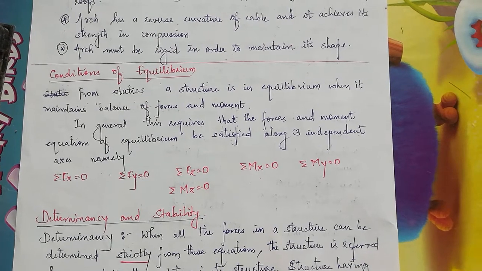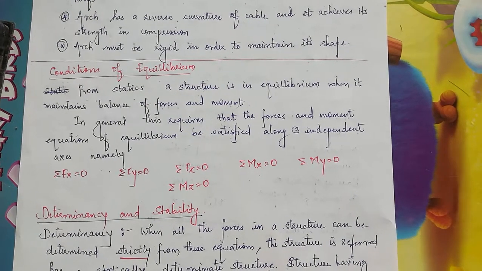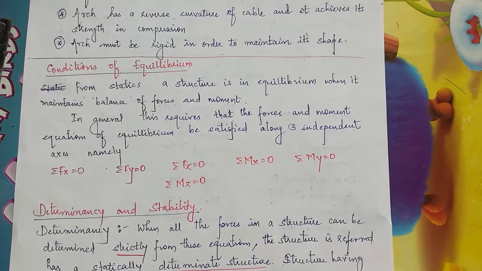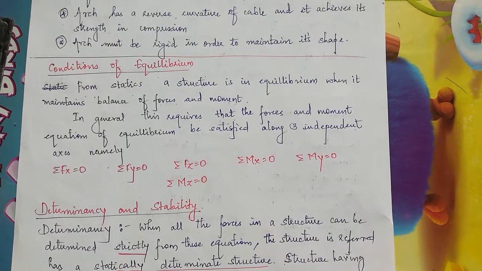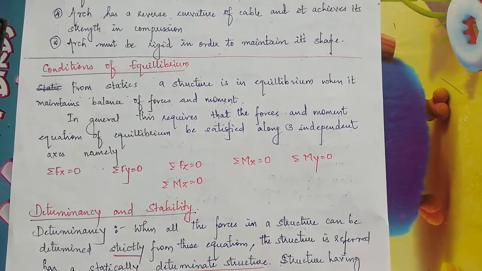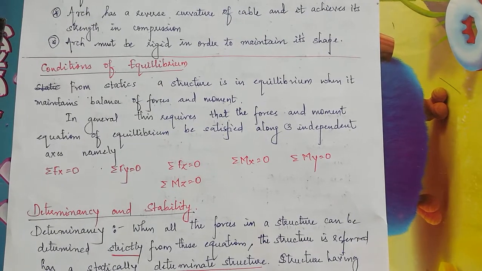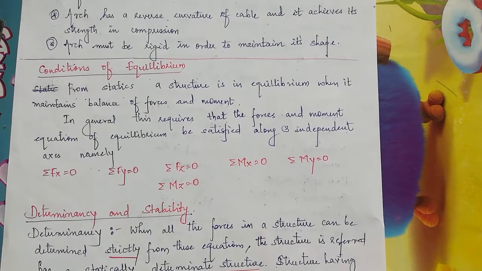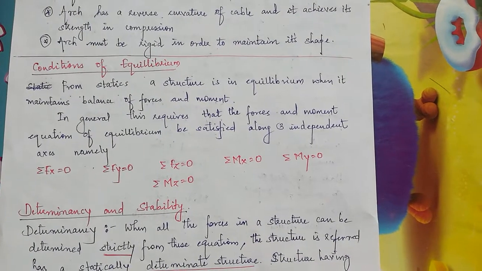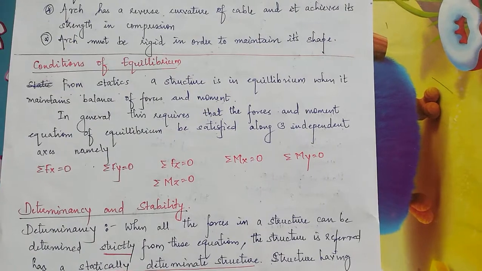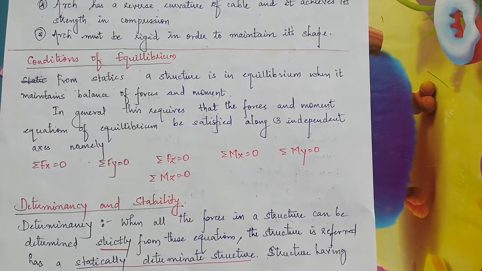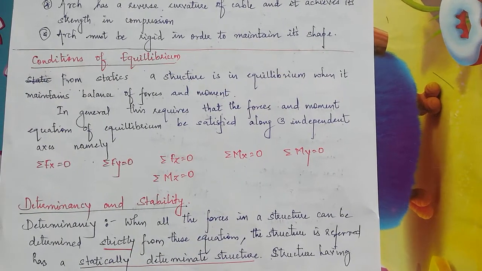Conditions of equilibrium are derived from the statics of a structure. Okay, now what do you mean by static? It means when the structure is at rest, it is not moving. Now from statics we know that a structure is in equilibrium when it remains in balance of forces and movements. When all the forces and movements are balanced, that type of structure is called a balanced structure, or a structure in equilibrium condition.